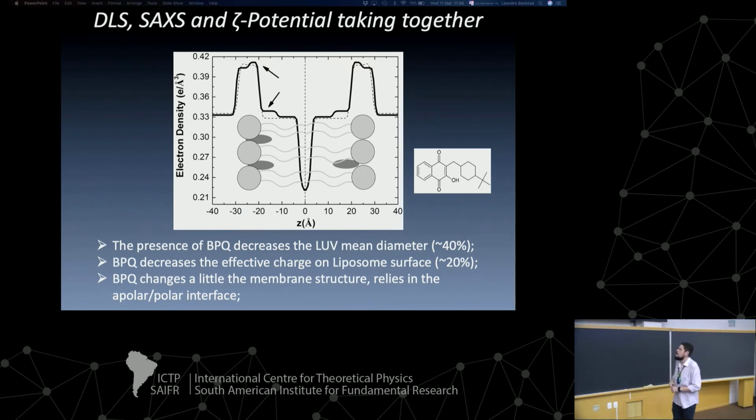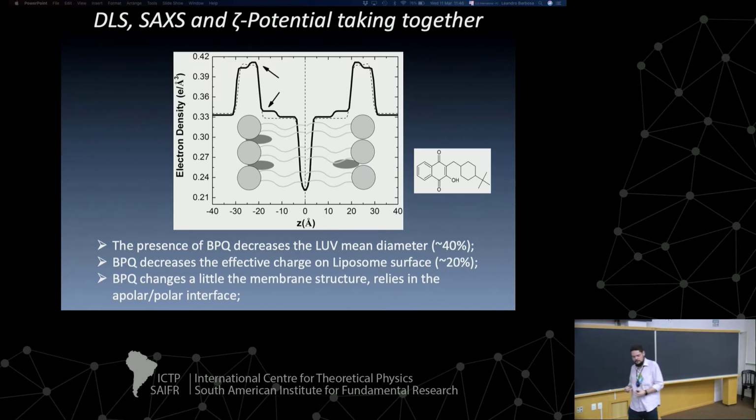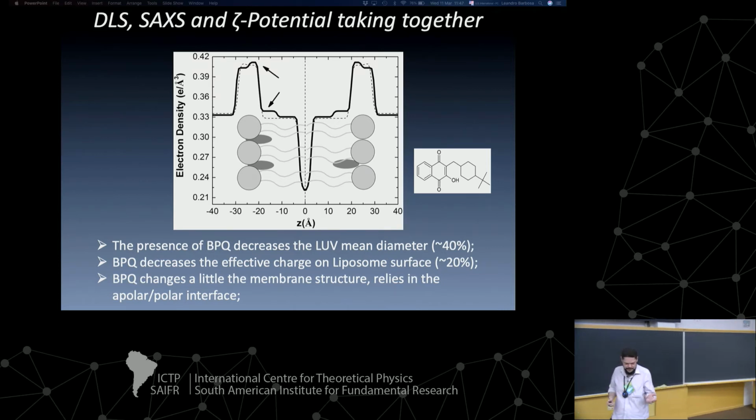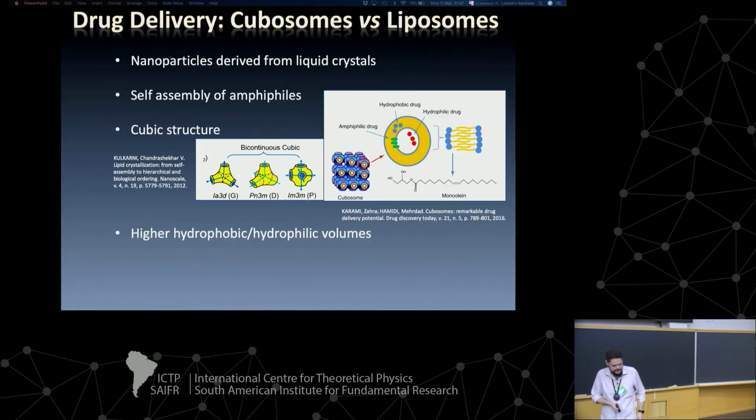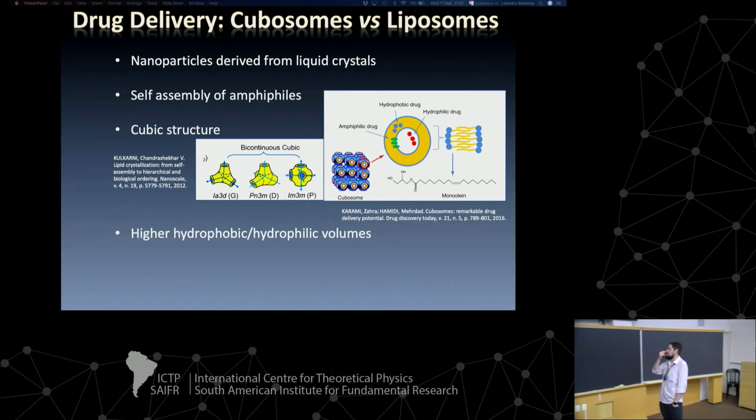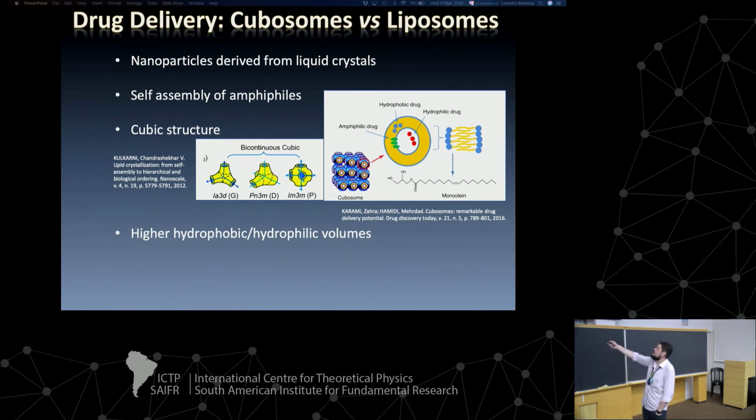Okay? So this was the first nanoparticle system that we characterized, the liposomes. And the second one that we like very much also are the cubosomes. We started to work on that in the last 2, 3, 4 years, something around this. I already showed this figure to you. When you have, for example, this lipid here in excess of water, it tends to make structures like this.